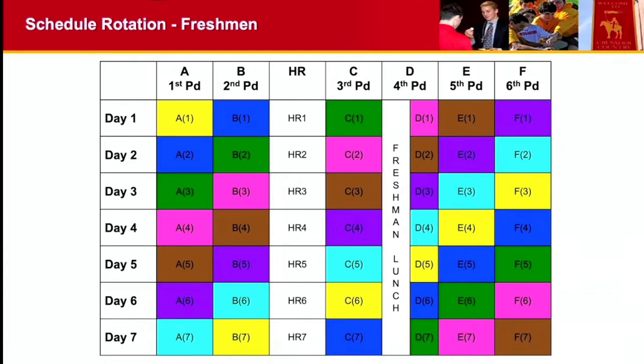All freshmen eat during the first half of 4th period. So there's 2 pieces to 4th period. The first part is a 30-minute lunch period. Then the second part is when the freshmen would attend their 4th period class.